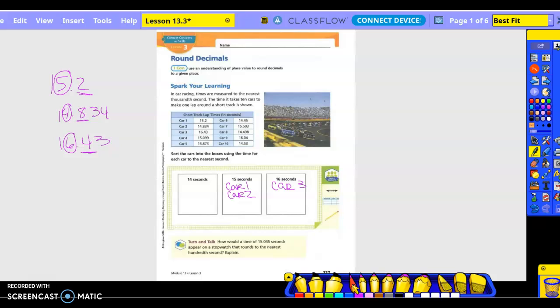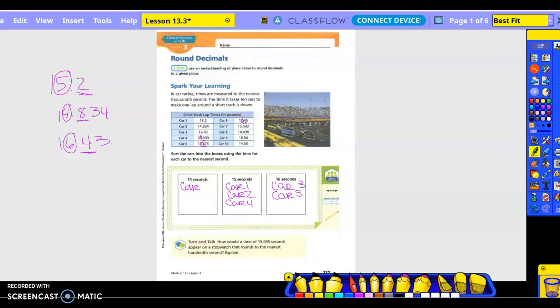On the next one, I'm going to circle the 5 and underline the 0. Is that going to stay 15 or become 16? Stay 15, so car 4 would go here. Car 5, I'm going to circle the 5 because it's in the ones spot and underline the 8. Is it going to stay 15 or become 16? 16, so car 5 would come over here. Circle the 4 and underline the 4, because 4 is in the ones spot and 4 is in the tenths spot. Is that going to stay 14 or become 15? 14, because 4 is lower than 5.